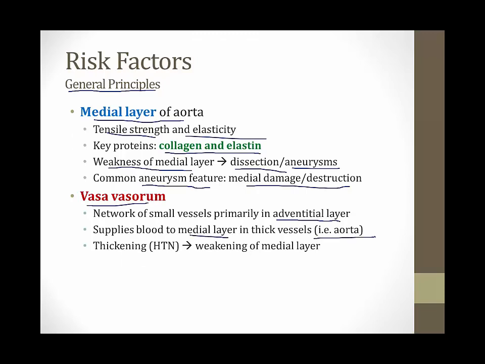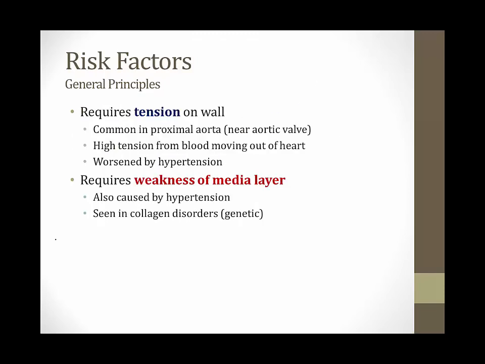So if a patient has thickening of the vasa vasorum, as you can get in hypertension, this can lead to decreased blood supply via the vasa vasorum, and that can lead to weakening of the medial layer, which, as we talked about before, is very important for maintaining the strength and elasticity of the aorta. So in order for an aortic dissection to occur, you need two things to be present. You need tension on the wall of the aorta, and you need weakness of that very important medial layer.